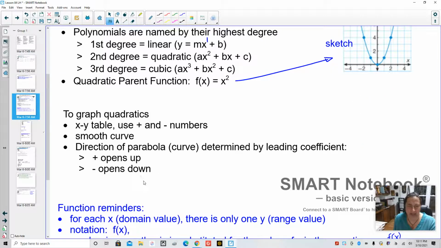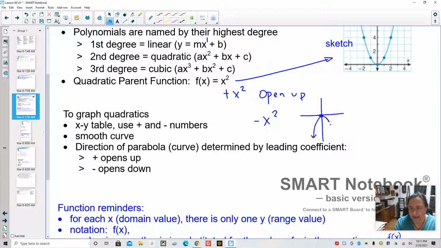And that is going to be our U of our quadratic. The direction of the parabola, the curve, is determined by the leading coefficient. If it's positive, like here we have a positive x squared, it will open up. If it was a negative x squared, it would still hit right at the origin, and it would come down. Okay, so the leading coefficient tells us if it opens up or down.